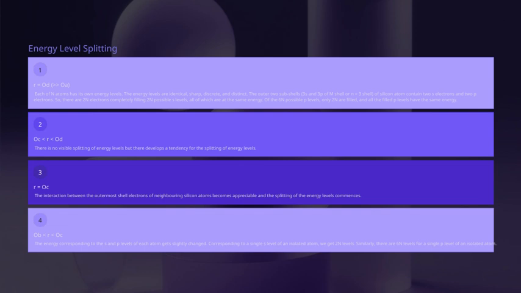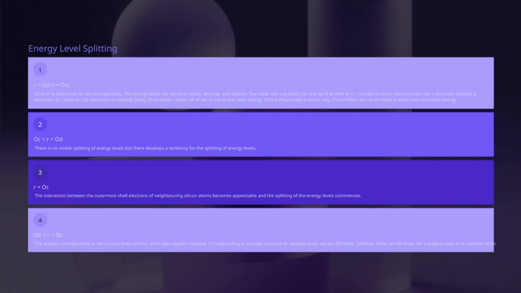When the atoms are at a distance equal to OC, we see that there's no visible splitting yet, but the tendency for the levels to split begins to develop. As the atoms approach closer, between OC and OD, the interaction becomes stronger, and the energy levels start to split more significantly. Finally, at a distance equal to OD or less, the energy levels are well split, and each atom's original energy levels are now overlapping and blending into a broader band.